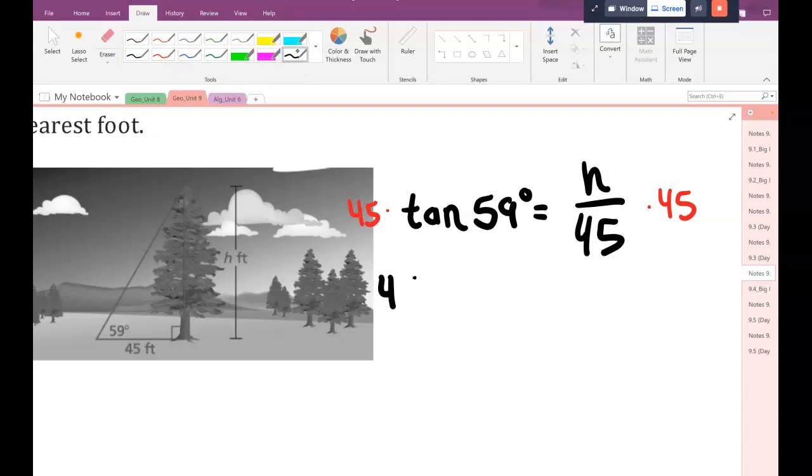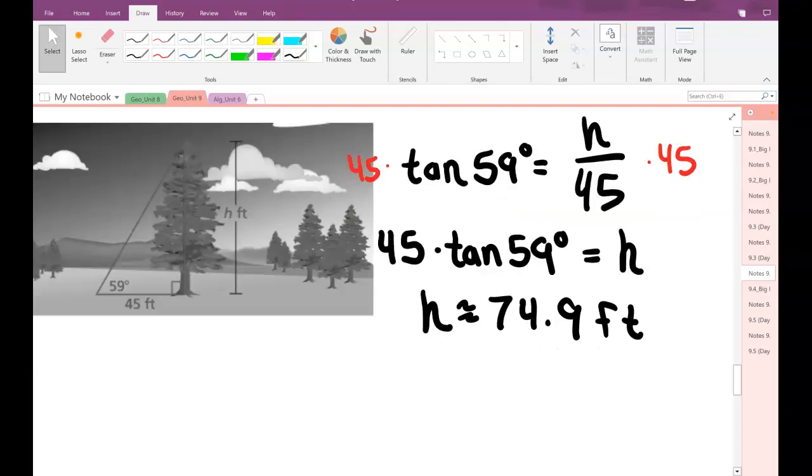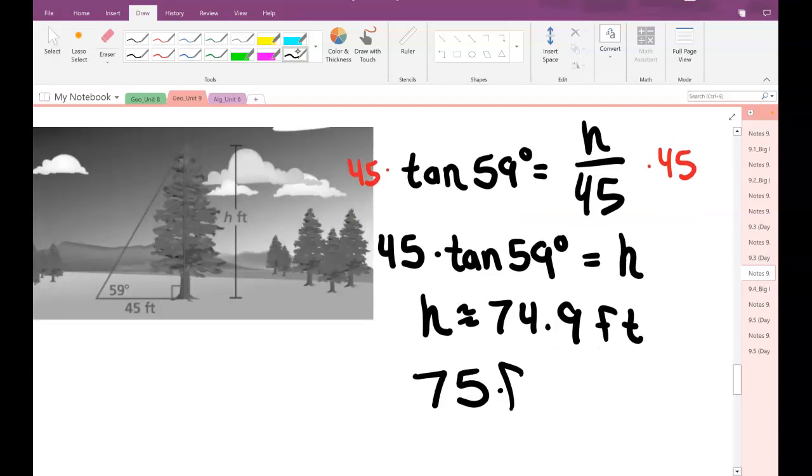So on my left-hand side, I have 45 times the tangent of 59 degrees is equal to the height of our spruce tree. Again, treat this as a number. So you do 45 multiplied by, hit your tangent button, then just type in 59 and hit enter. You get 74.9 feet, but it asks us to round to the nearest foot. So nearest foot would be then 75 feet.